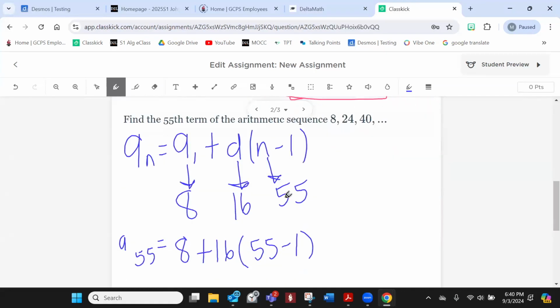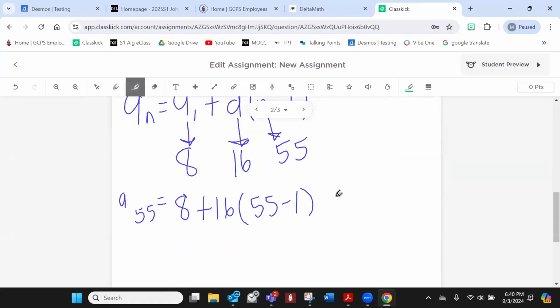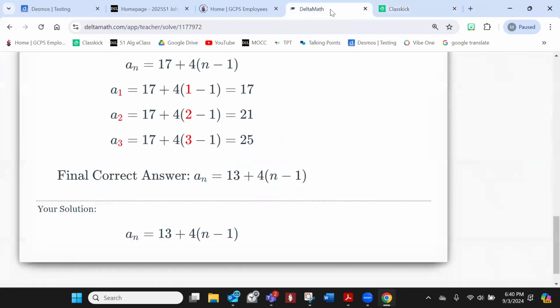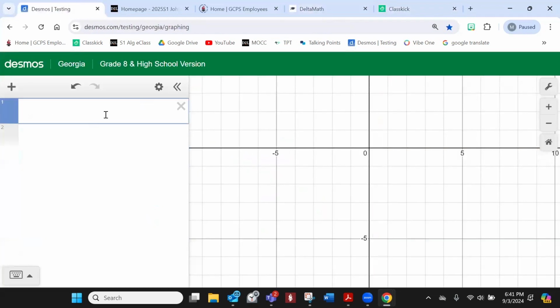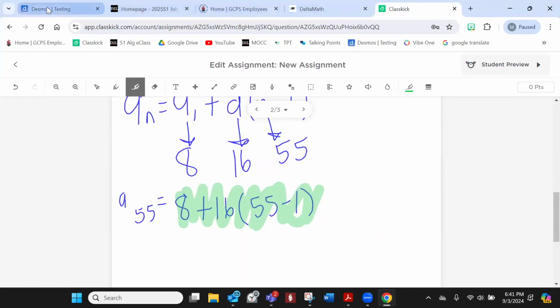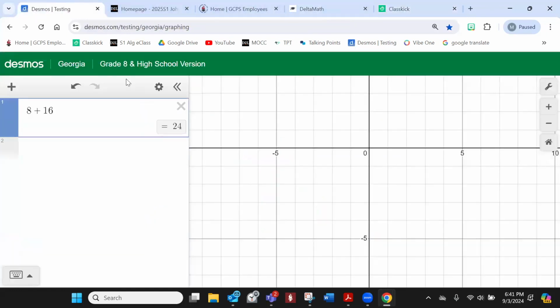So now we're going to put this into our calculator exactly. I'm not going to simplify a thing, y'all. We're going to put it in our calculator just like this. If it does not give us 872, we did it wrong. So let's check it. 8 plus 16 times 55 minus 1. And look, we got 872.